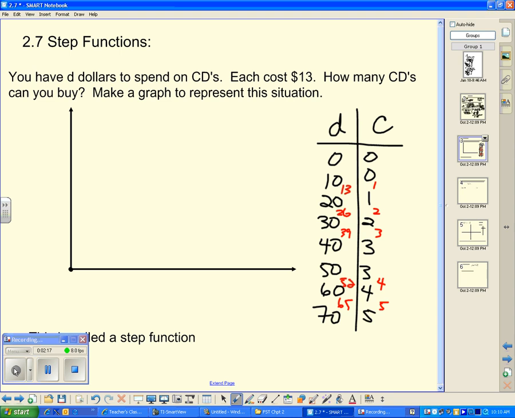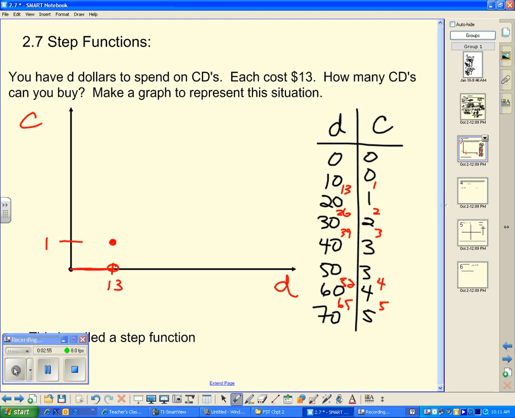So if we graph this thing, it's going to look different than most functions that we've seen. If I put D here and C here for my axes, I can't buy any CDs until I get up to $13. So on my x-axis down here, I'm going to put 13, and I'm going to be at 0 this whole time. But I'm going to put an open circle here because once I get to $13, now I can buy 1 CD. So I have a point up here. $13, I can buy 1 CD.